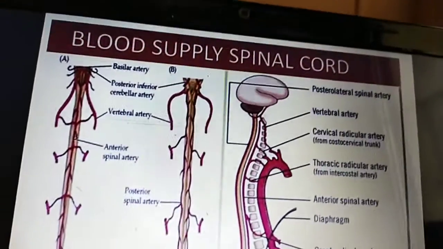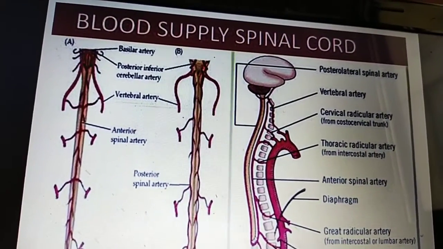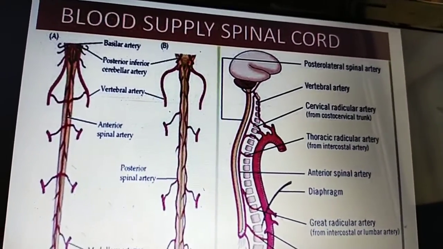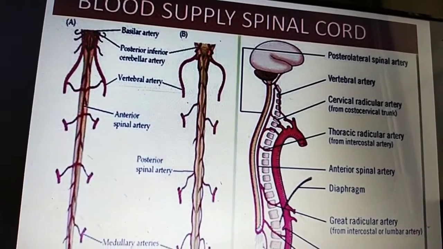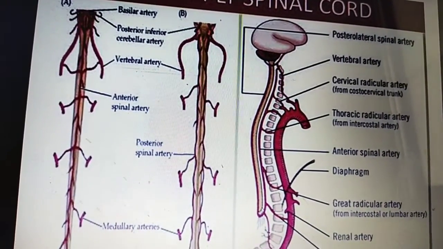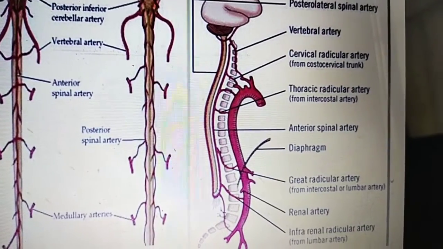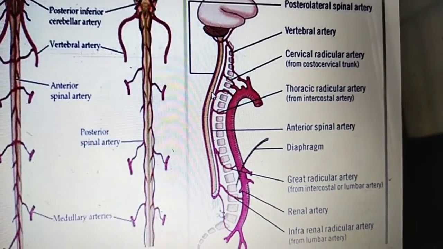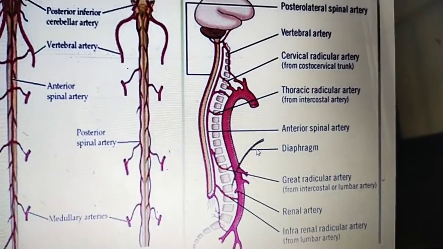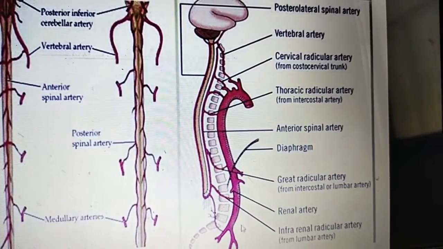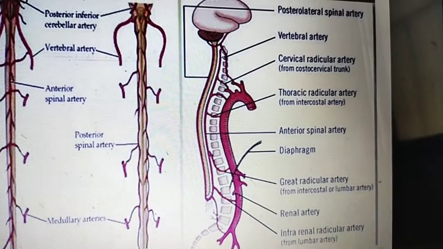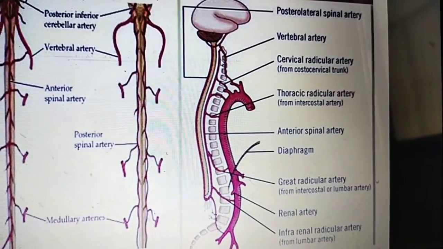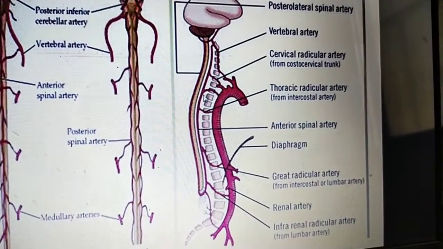Now blood supply of the spinal cord, mainly by the anterior and posterior spinal arteries. You can see here, this is the spinal cord, and this is the aorta. You can see here, this is the anterior part, this is the anterior spinal artery. You can see here like this.